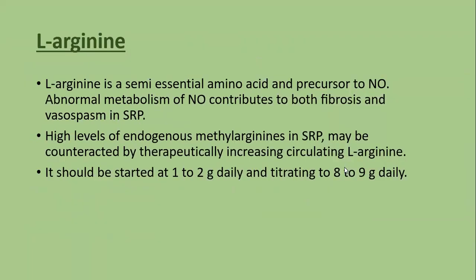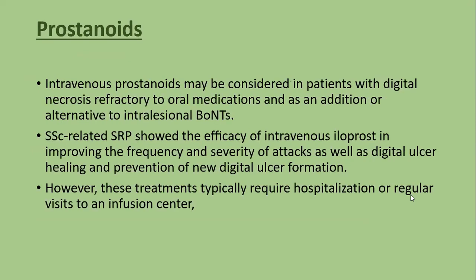This is a safe injection, 10 units. L-arginine is a semi-essential amino acid and precursor to nitric oxide. Abnormal metabolism of nitric oxide contributes to both fibrosis and vasospasm. Then high levels of endogenous methyl arginine may be counteracted by therapeutically increasing circulating L-arginine. It should be started at 1 to 2 grams daily, titrating to 8 to 9 grams daily.